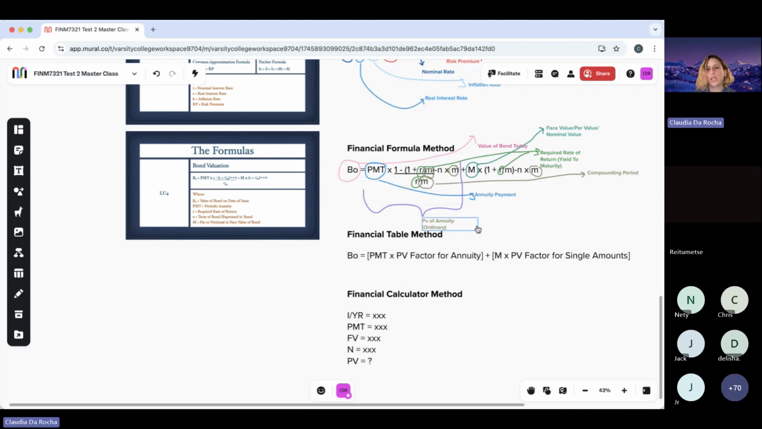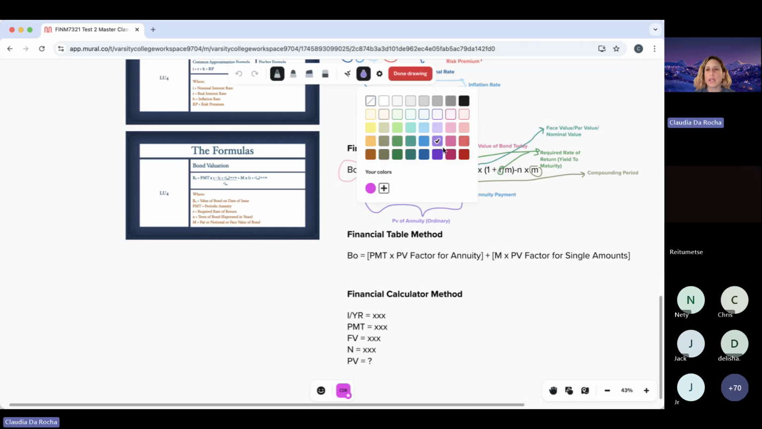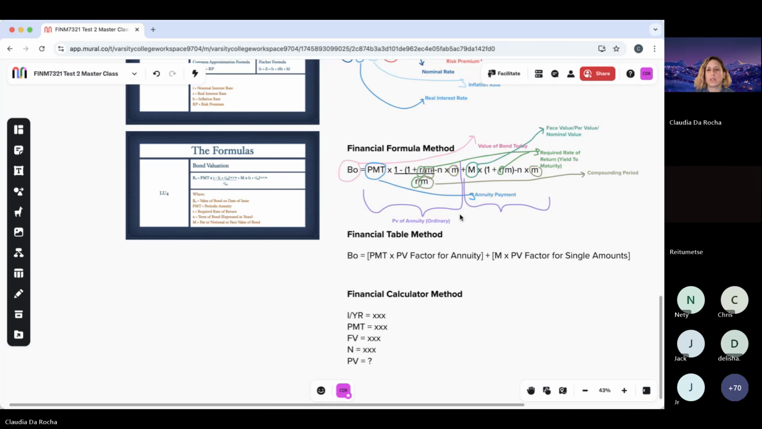Remember, your ordinary annuity is an annuity that you pay at the end of the month, not at the beginning. So this is the present value of your annuity. Okay, so that's that formula. And then the second part of the formula, this section, is the present value of a single amount. Literally, that's what it is. So this formula is actually not new. You know it from Learning Unit 2.